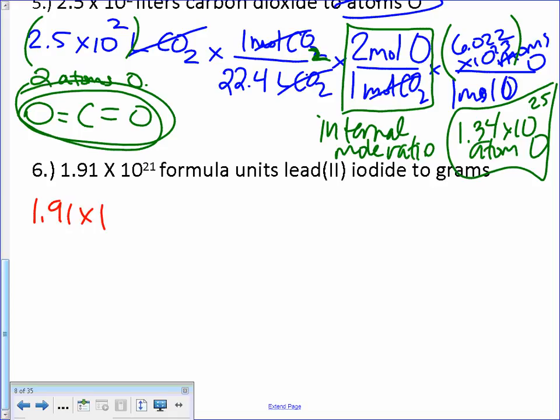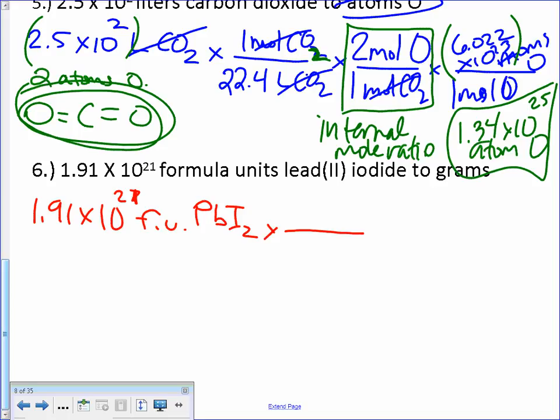1.9 times 10 to the 21st formula units of lead 2 iodide. What is the formula? PbI2. Good. Because lead is 2, iodine's a 1, crisscross. It starts with a metal, it's ionic, so you have to get the ionic charges and crisscross.